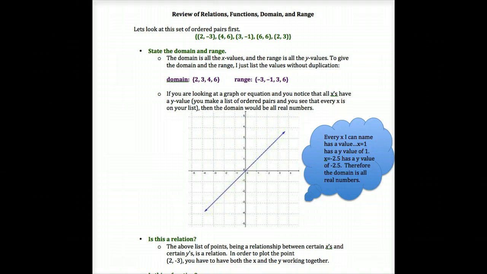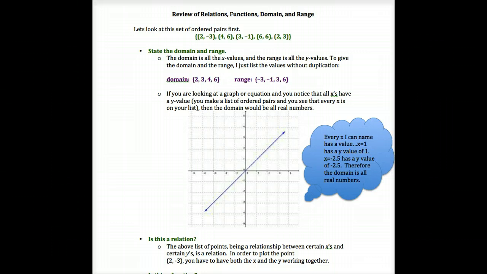To start our review, let's look at a set of ordered pairs: (2, -3), (4, 6), (3, -1), (6, 6), and (2, 3). If you were asked to state the domain and range of this set, what would you say? The domain is the x values and the range is all of the y values.